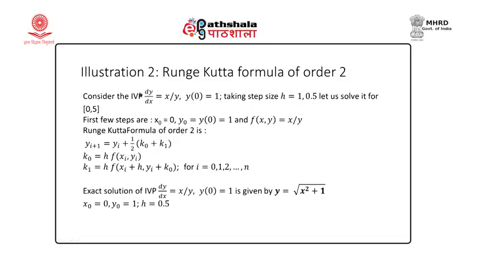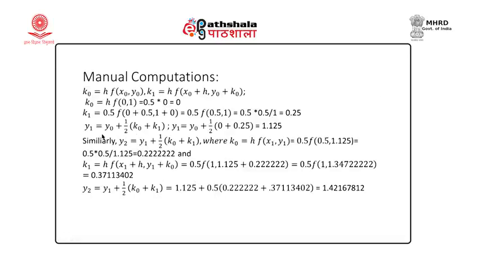Let us take the second illustration: dy by dx is x upon y, y0 is 1, and again we repeat the same process. Our table is here. Manually we have calculated y1 as y0 plus half of k0 plus k1, with step size h taken as 0.5, and f(x, y) is x upon y in this case. So, k0 is h f(x0, y0), that is, 0 upon 1, which is 0. So, this gives 0. k1 is h f(x0 + h, y0 + k0), where x0 is 0 and y0 is 1, so 0 plus 0.5, and 1 plus k0, which is 0.